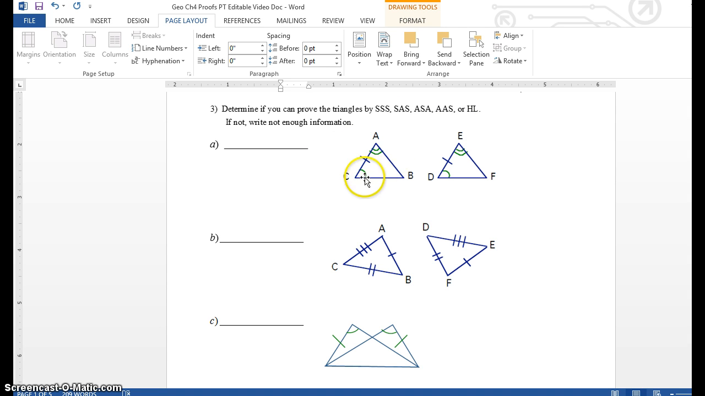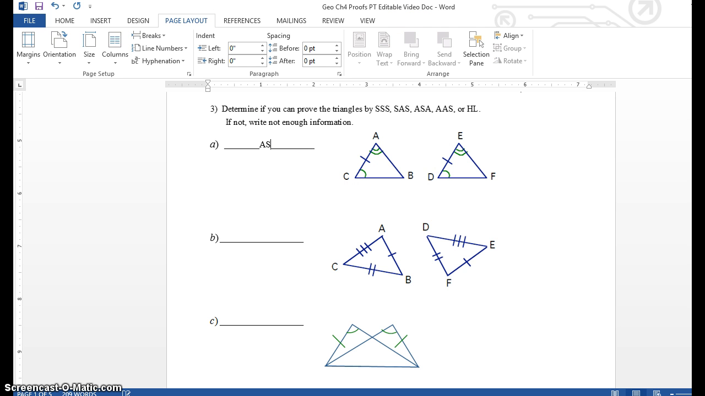If we look at these two triangles, we have an angle and another angle with the side in between. So to me that looks like ASA. Then if we look at this one, oh look, corresponding parts! These two match up, these two match up, and these two match up. Hooray! We have ASA because the corresponding parts of both triangles are congruent. This is ASA.